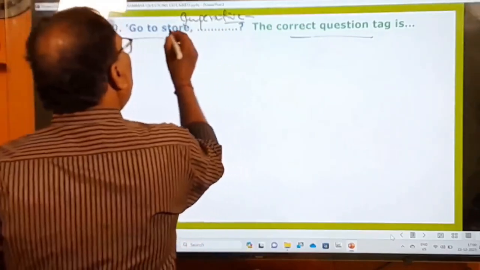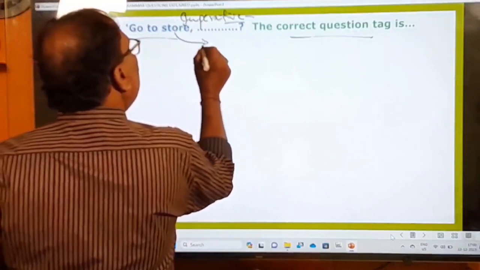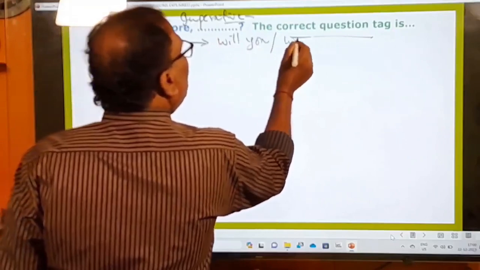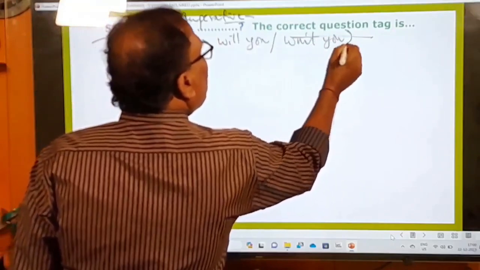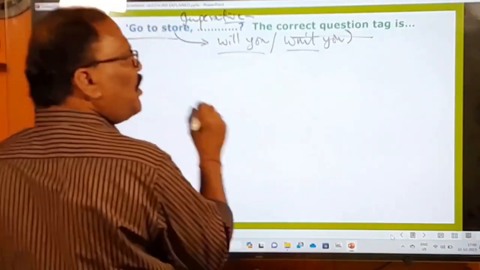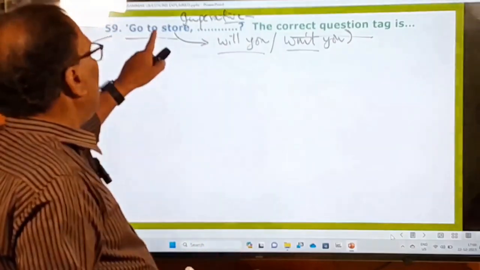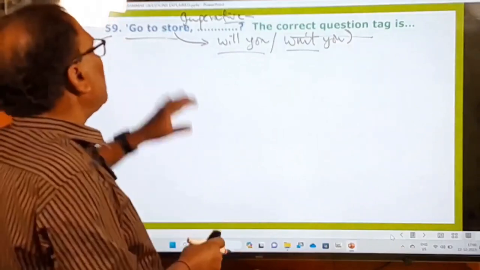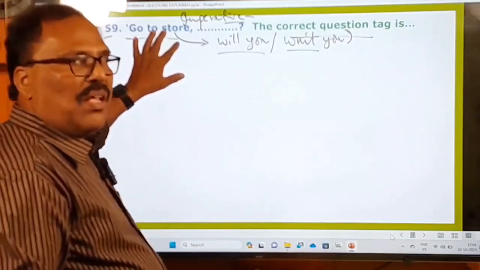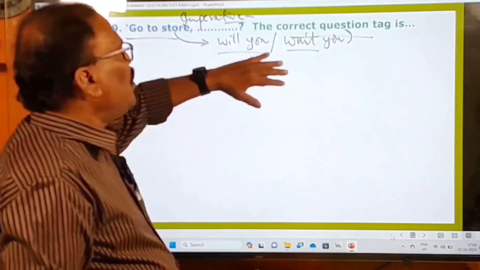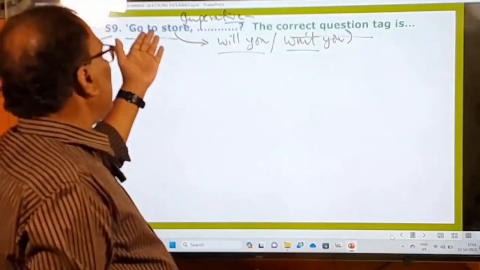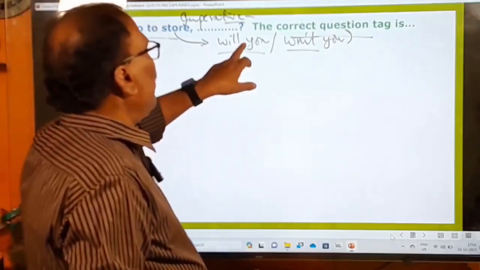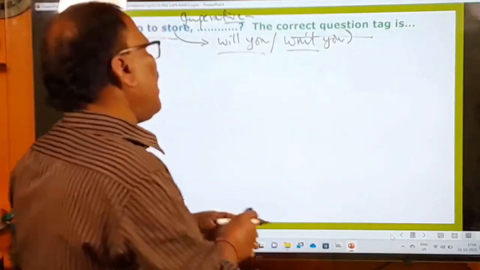And here this is an imperative sentence. Whenever it is an imperative sentence, the question tag will be either "will you" or "won't you." "Will you" or "won't you" must be your question tag. So this is an ordinary imperative sentence. If it is said in a serious tone, then the question tag will be "can't you" or "won't you." But here, if it is an ordinary command or request, then your question tag will be "will you" or "won't you." Okay, right? Any one of them you can use.